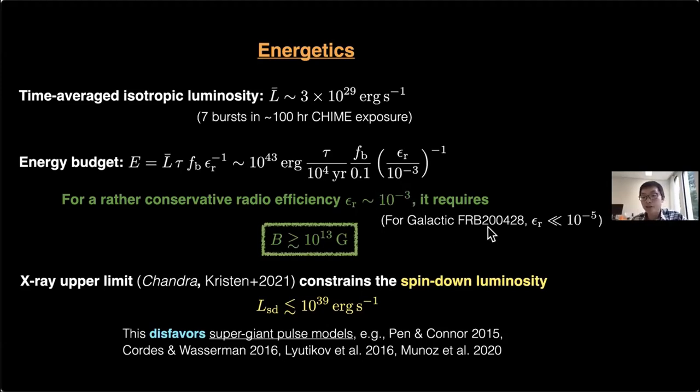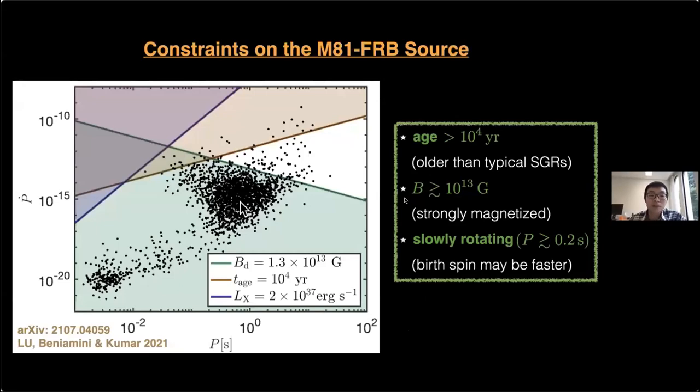For comparison, the galactic FRB had radio efficiency. This is over all emissions. So most of the energy is really emitted in the X-ray band for the galactic SGR. Whereas I'm taking 10 to minus 3 as a very conservative limit, which gives the lower limit on the magnetic field strength. So it has to be 10 to the 13 Gauss or more. Another observational limit from the Chandra X-ray observation, because of a non-detection of X-ray, limits the spin down luminosity to be less than 10 to the 39. It's not the most young and powerful millisecond magnetar that is ruled out. And this also disfavors supergiant powers models as advocated by these authors. So putting in a P-Pdot diagram, here is what the constraints are.